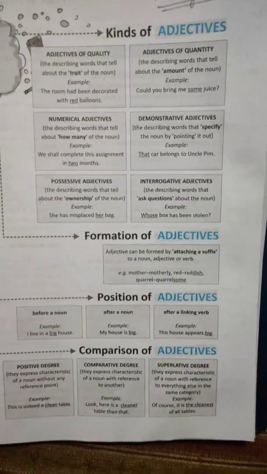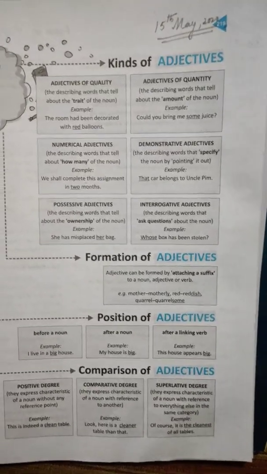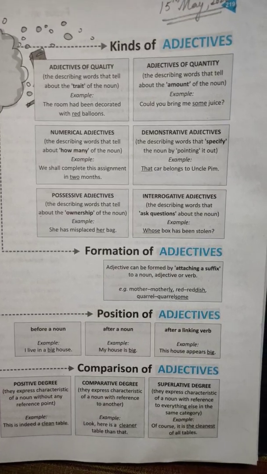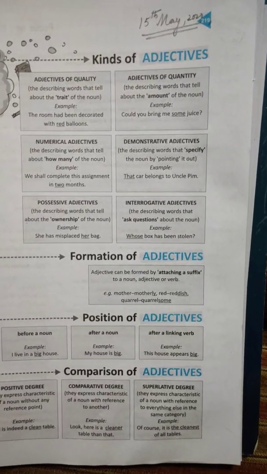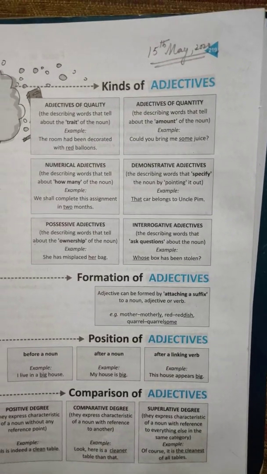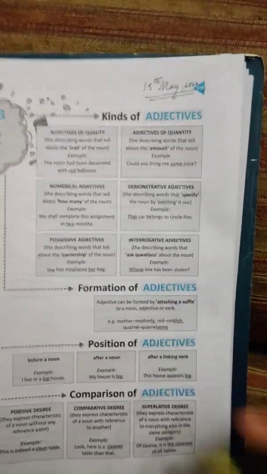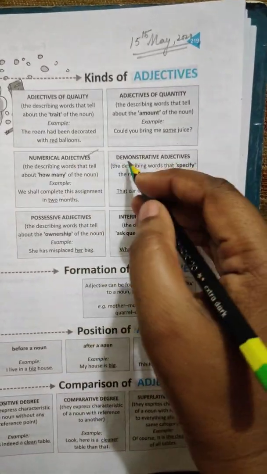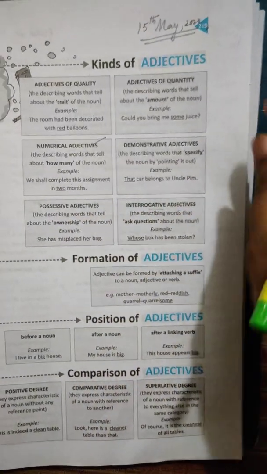So here you can see the box on Compacta page number 219. It will tell you the types and kinds of adjectives: adjectives of quality, quantity, numerical, demonstrative, possessive adjectives and interrogative adjectives.